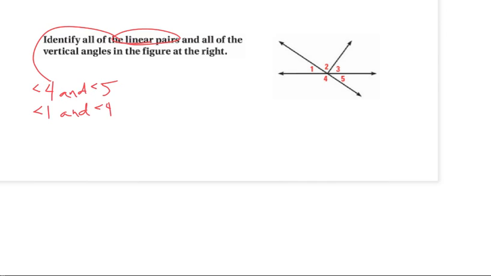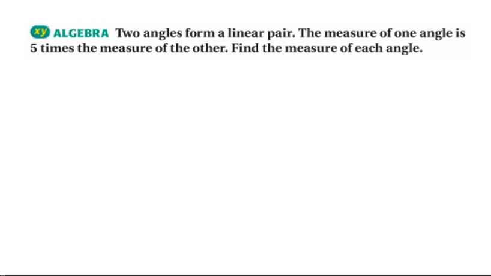This is the last type of question that we're going to do. I'm going to do this one with you, and then you're going to do two last questions by yourself. So in this one, we have two angles that form a linear pair. So you have some definition words you have to pay attention to. The measure of one angle is 5 times the measure of the other. So let's stop right there.